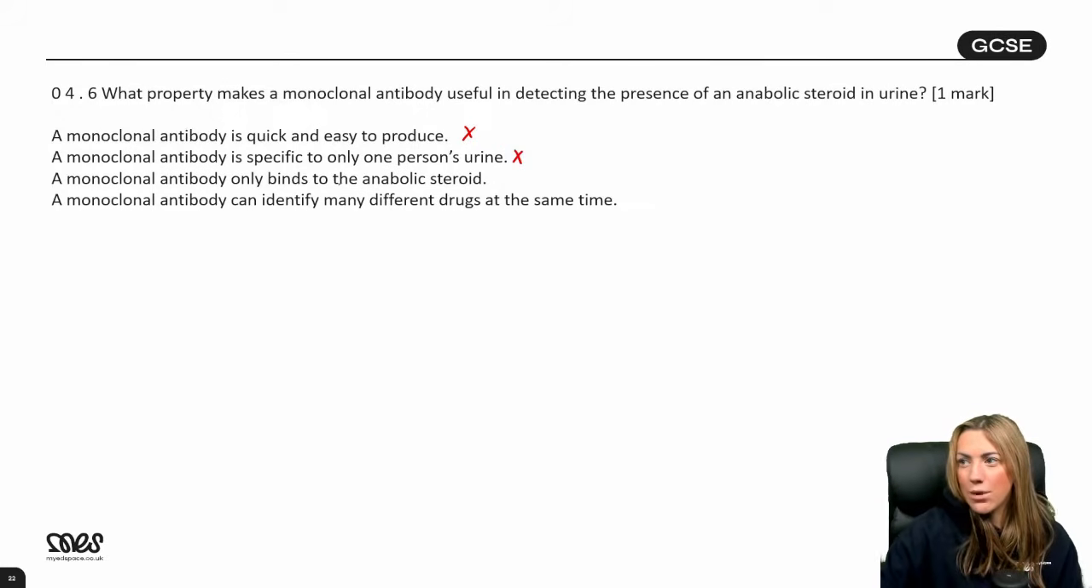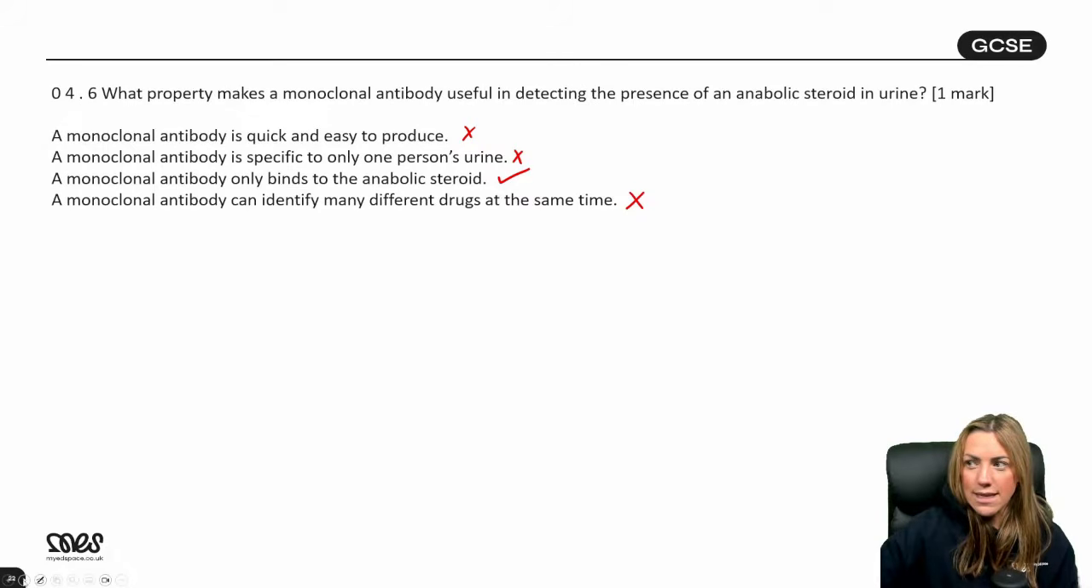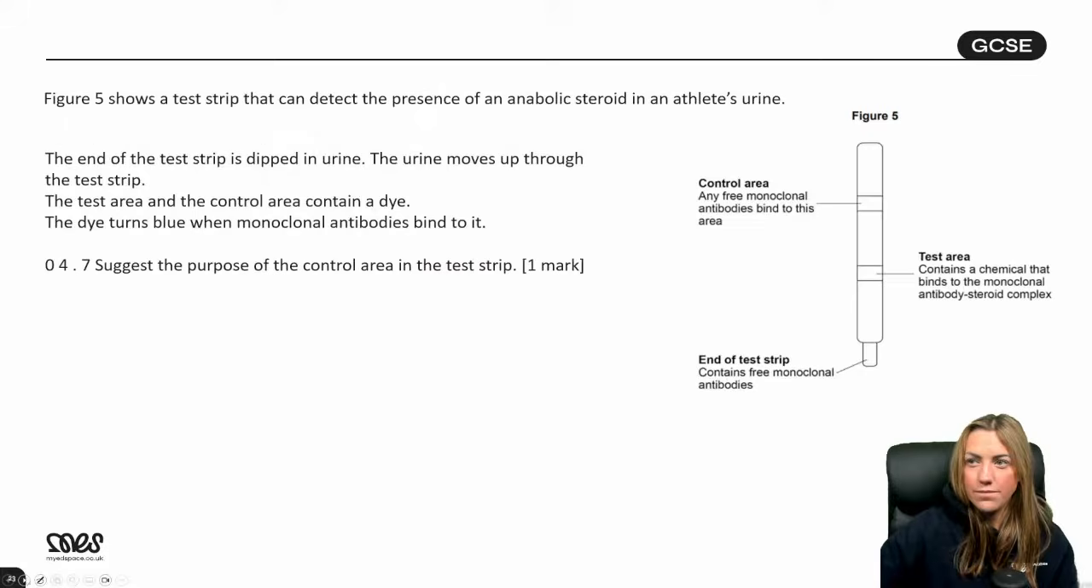A monoclonal antibody only binds to the anabolic steroid. That sounds right to me. And it definitely can't identify many different drugs. Remember, they're all the same type of antibody. They were all produced by the same lymphocyte. So they're all going to be complementary to just one specific protein or one specific antigen, or in this case, just to one anabolic steroid. This is why they're so useful at detecting that anabolic steroid, because they only bind to that anabolic steroid. So the answer there is the third statement.